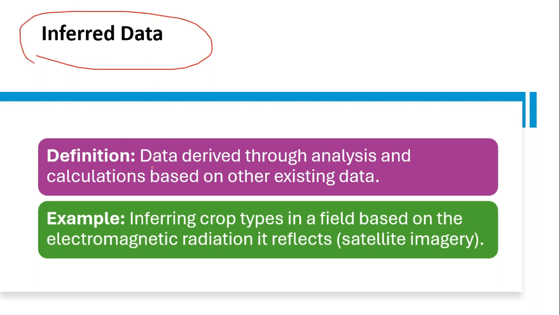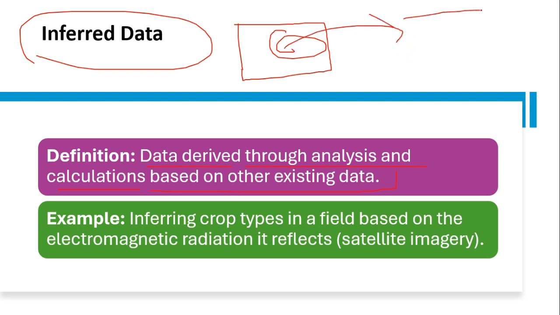Now the next type of data is inferred data. So inferred data is the data that is derived through analysis and calculation based on other existing data. It is a kind of secondary data. We already have data, and by analyzing this data we do some calculation and model building and extract some more information, which is known as inferred data, like inferring crop types in a field based on the electromagnetic radiation it reflects using satellite imagery. It is an example of inferred data.